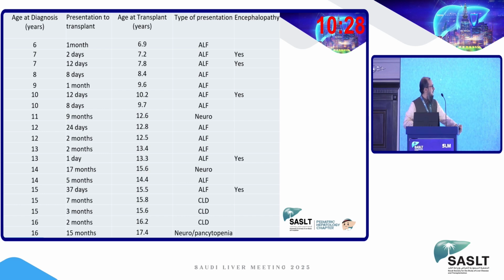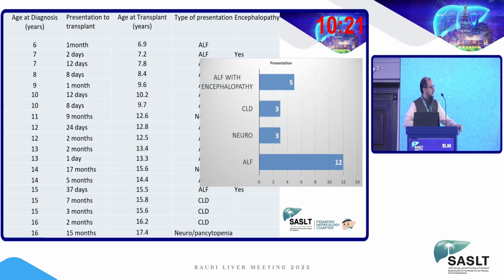This is the table which shows the 19 patients that we had who underwent liver transplantation. Their presentation: 12 of the patients had acute liver failure, or acute on chronic liver failure. 3 of them had Wilson neuro presentations; 2 had both hepatic and neuro manifestations, and 1 had purely neuropsychiatric Wilson disease. 3 of them had chronic liver disease. And out of the 12 who had acute liver failure, 5 of them had severe encephalopathy.